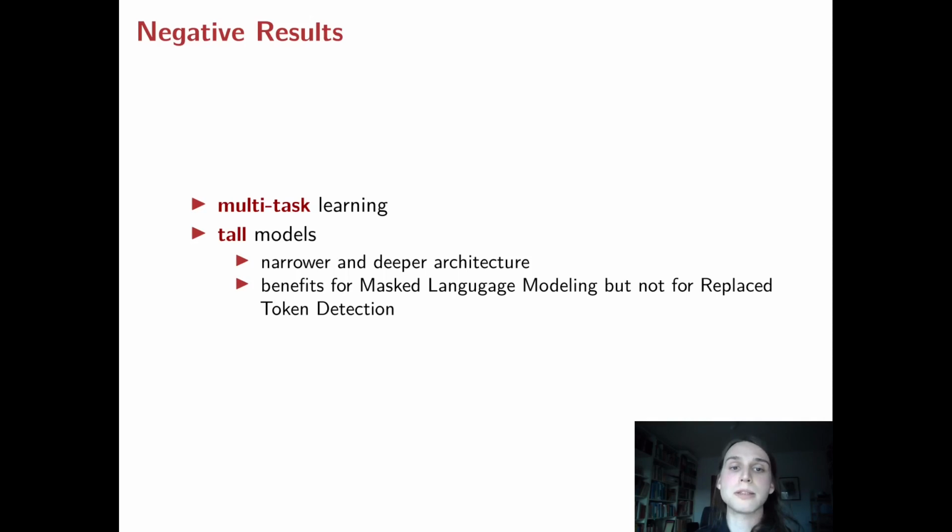Moreover, we experimented with taller models, meaning that we tried out a narrower and deeper architecture. Previous work found that this architectural change often results in superior performance. However, while we observed slight improvements when training with masked language modeling, we did not see benefits when training with the replaced token detection pre-training objective.